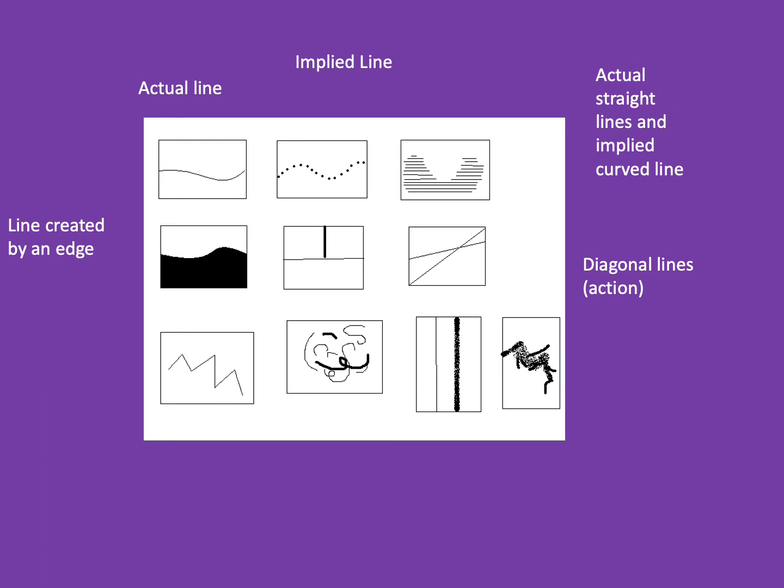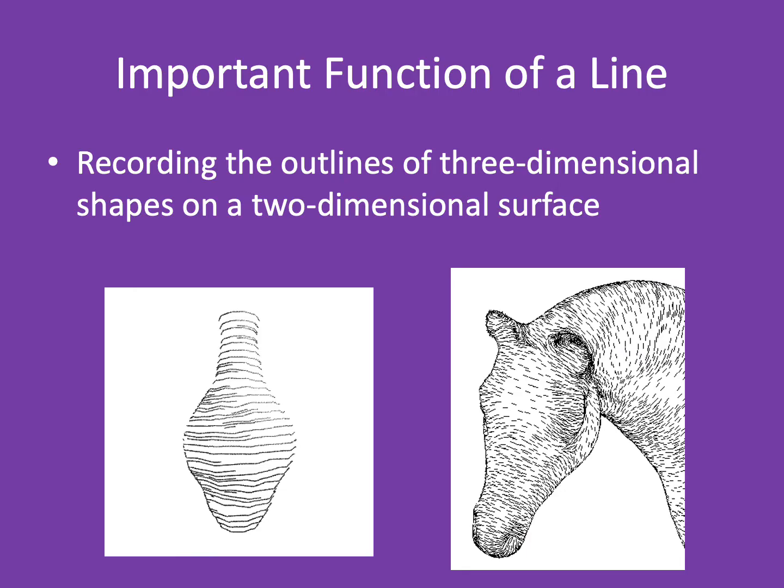Also, vertical lines tend to make you feel more attentive because we feel more attentive when we're standing up, whereas horizontal lines tend to make us feel more relaxed and at ease because we feel more relaxed usually when we're laying down. And diagonal lines have the most energy out of all the different types of lines. So, like I said, lines are very important in art, and they do several different functions.